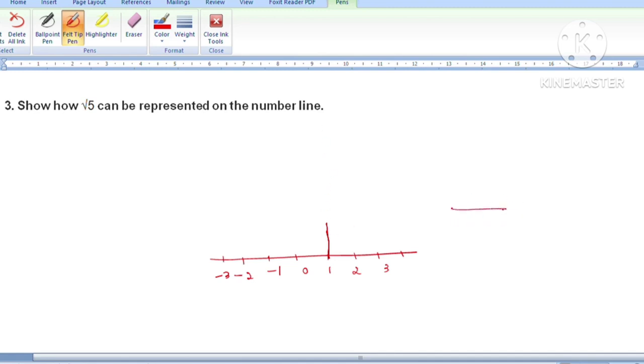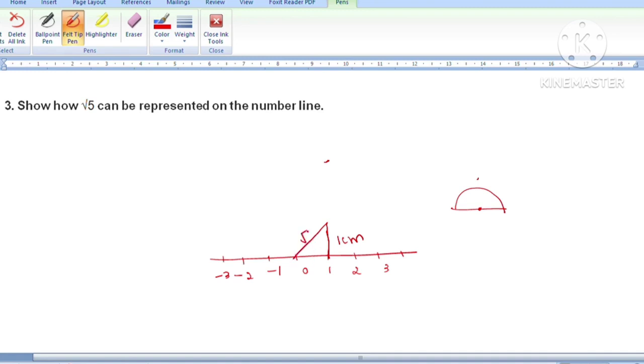You can keep your protractor like this and measure 90 degrees. This point you should keep here at 1, and here you have to measure 90 degrees. Then you have to draw a 1 centimeter straight line. Then you have to join this point to 0.